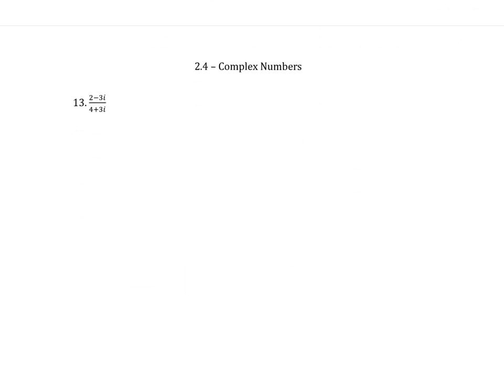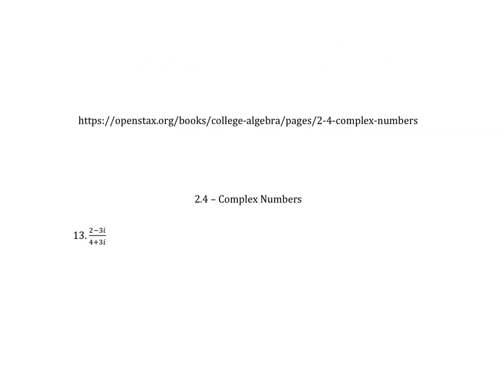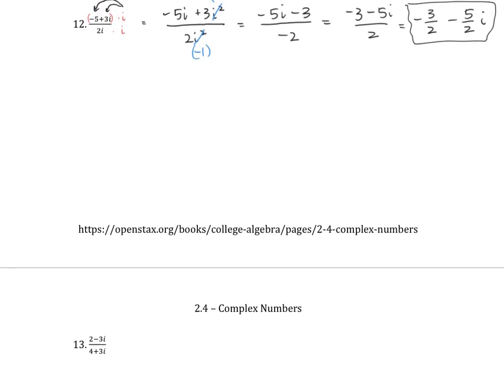Okay, the last one is number 13. So this one is different from 11 or 12. In number 12, you can see that the bottom had 2i. That's a pure imaginary number. There's no plus or minuses like number 13, right? This is a complex number because it has a real part and an imaginary part. So this is going to be worked differently.